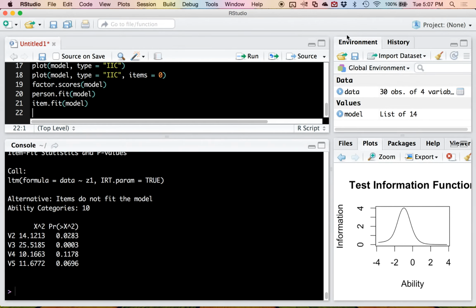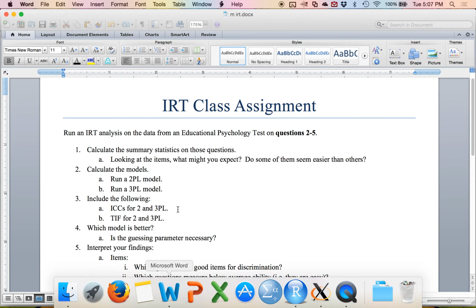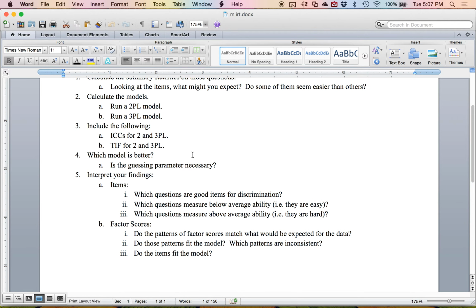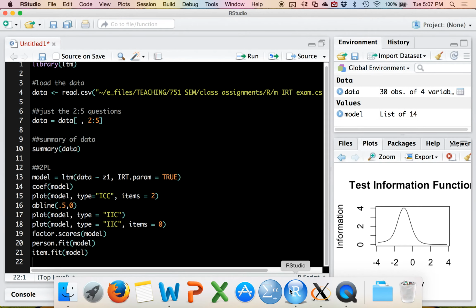All right, what we're going to do now, so all of that's the 2PL. Now let's try the 3PL. And so on the assignment, I asked people to include the following. We looked at those pictures. Let's include the guessing parameter now and see if that makes a difference.